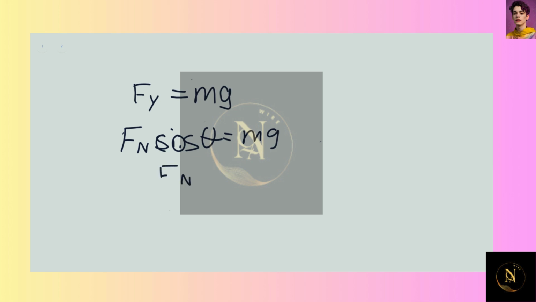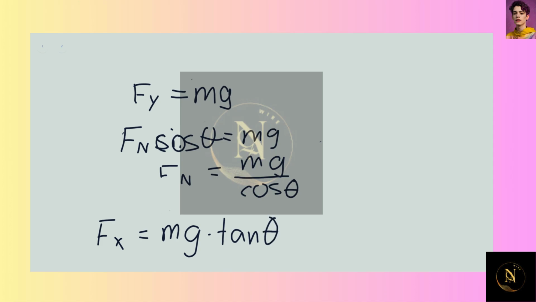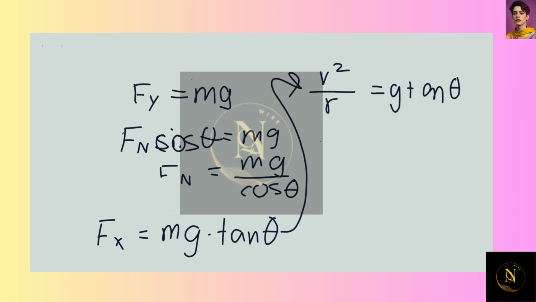So now we have an equation for mg in terms of our knowns. So now we can write that our x component is equal to mg times the tan of theta, by the fact that sine theta divided by cos theta is equal to tangent. So we can rewrite this as v squared over r equals g tan theta, after canceling out our m's. We can solve for r, which is v squared over g tan theta.